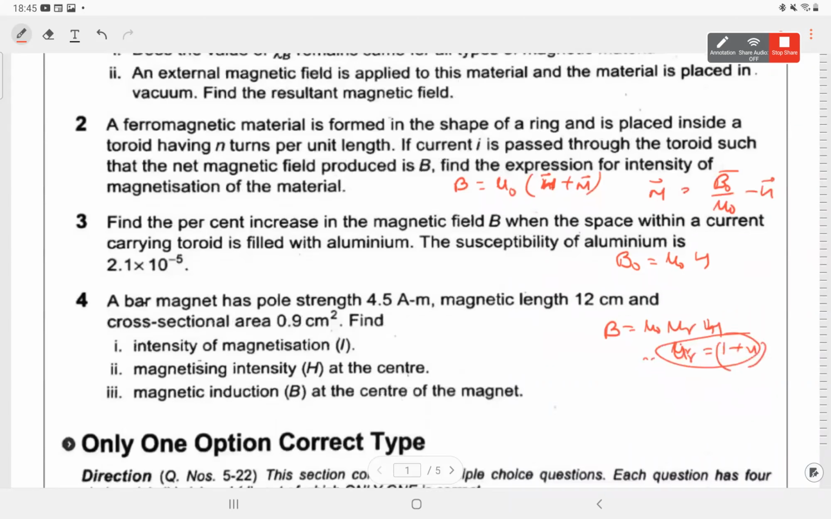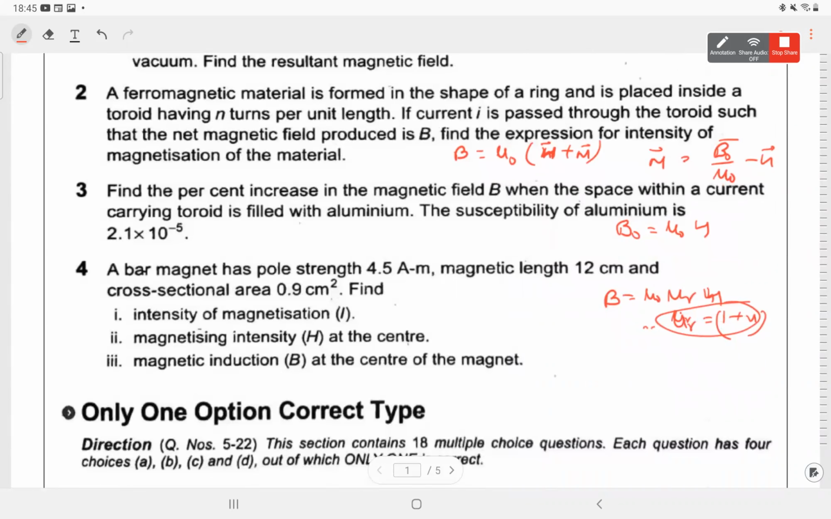Fourth: a bar magnet has pole strength 4.5, magnetic length 12, cross section area 0.9. Find the intensity of magnetization. What was intensity of magnetization? Net dipole moment divided by volume. So the magnetic moment is pole strength into length, and area into length is volume. So intensity of magnetization will also become the pole strength to area ratio.